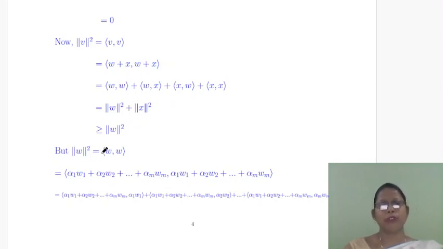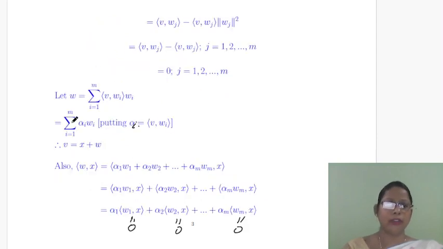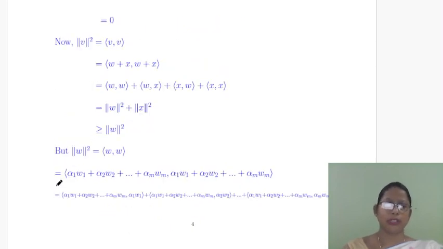Now norm of w square is equal to inner product of w comma w. So w from here is the sum of i ranges from 1 to m alpha i w i. So take the inner product of alpha 1 w1 plus alpha 2 w2 plus dot dot dot alpha m wm, comma alpha 1 w1 plus alpha 2 w2 plus dot dot dot alpha m wm. Expand this inner product: inner product of the first element with the first term of the second element, plus inner product of the first element with the second term of the second element, and so on up to inner product of the first element with the last term of the second element.